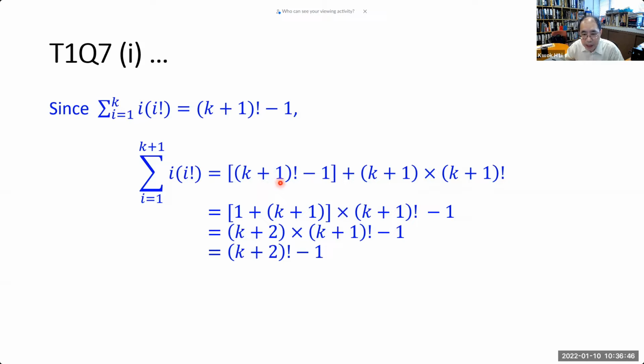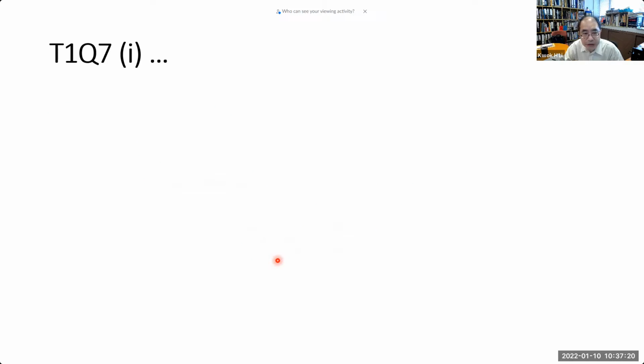Okay, so now I pull out the K plus 1 factorial. This one has 1, this one has the factor K plus 1, we put it here. Minus 1, we put it at the end. So after the simplification, this one is K plus 2, right? This one is K plus 2 times K plus 1 factorial. So from previous verification, we know that this is K plus 2 factorial minus 1. And this is exactly the one we want to prove on the previous page.